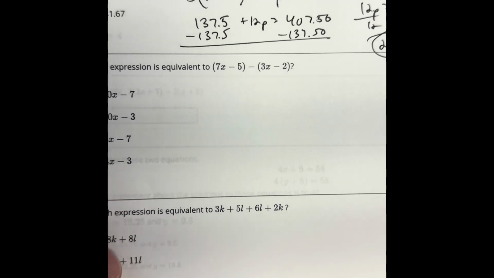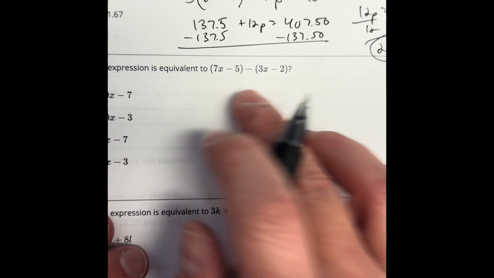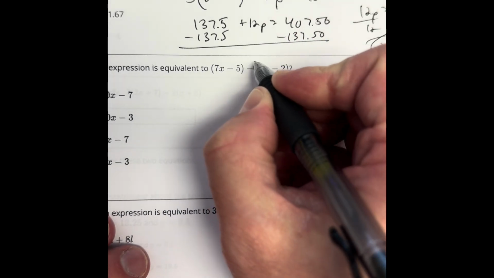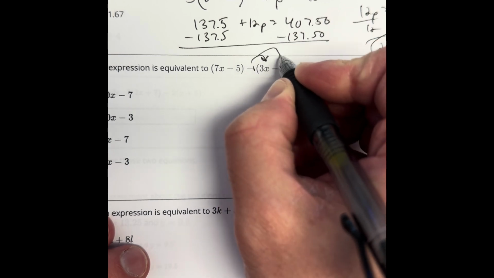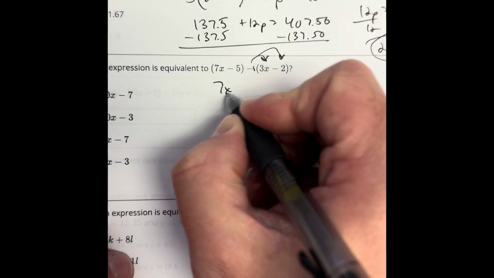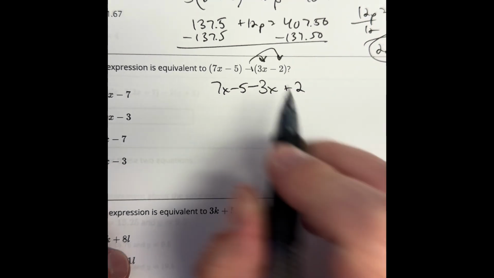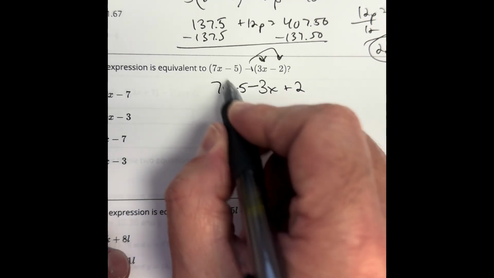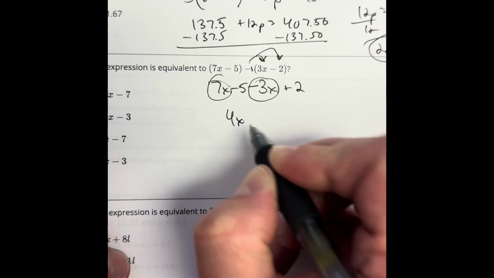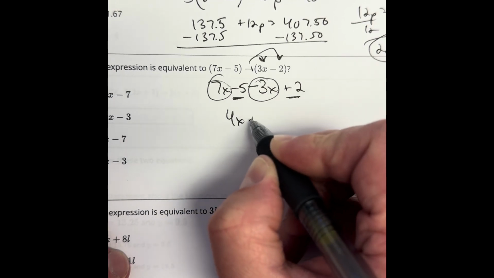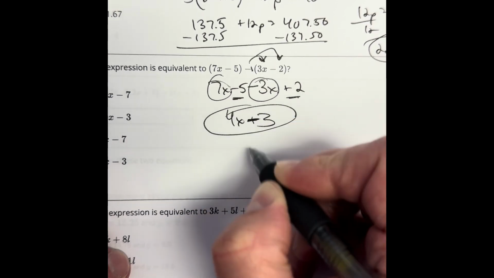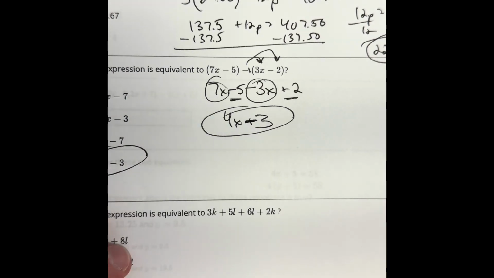Okay, which expression is equivalent? This is one that you guys got a lot wrong on one of the tests. This is a negative one that has to distribute to both terms. It's got to. So now I have 7x minus 5 minus 3x plus 2. Okay, got to be really careful with that minus sign. So I've got a 7x and a negative 3x, which is 4x. A negative 5 and a positive 2, which is negative 3. So my answer is 4x minus 3. My answer is D.